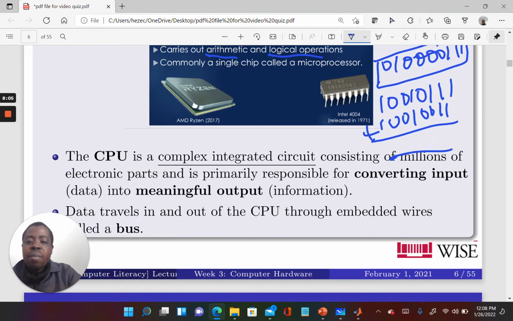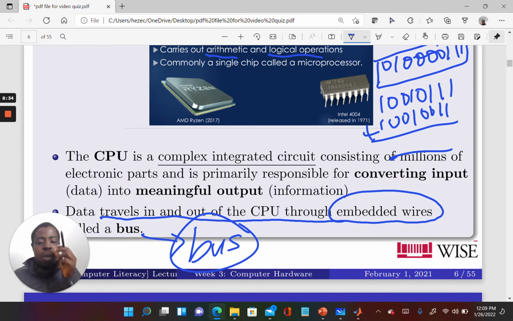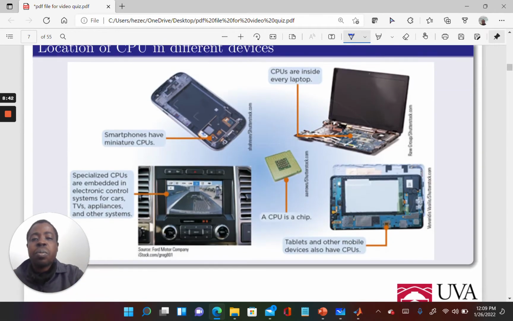The CPU is a complex integrated circuit, consisting of millions of electronic parts, and is primarily responsible for converting inputs into meaningful outputs. So it enables data to travel in and out. Now, data travels in and out of the CPU through embedded wires, which we call a what? A bus. Not like a school bus, right? This is a data bus. So information moves in and out of the PC through a bus.